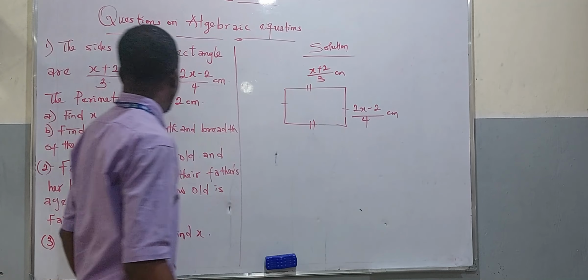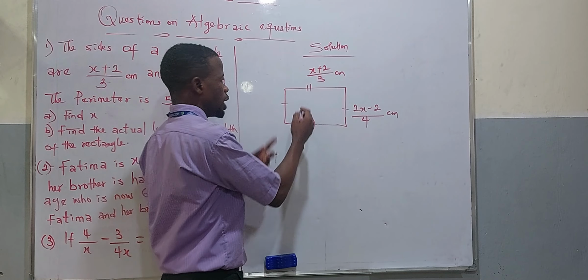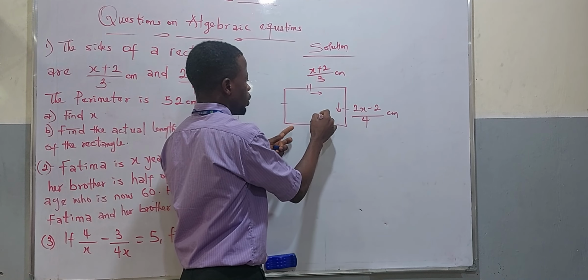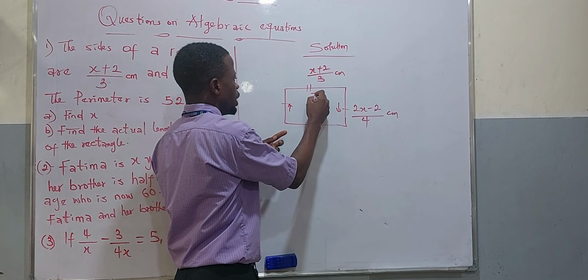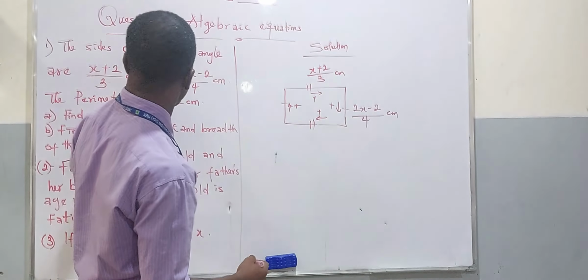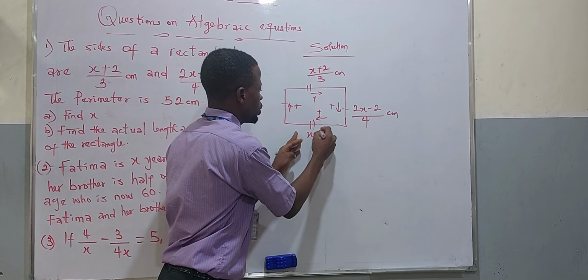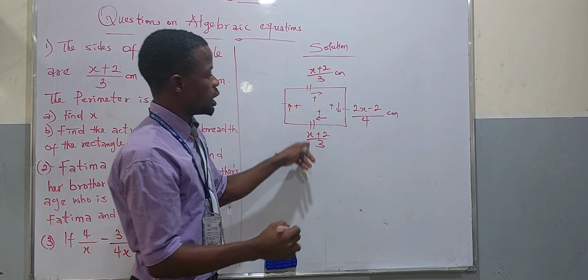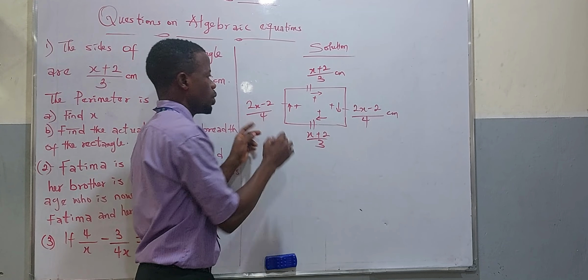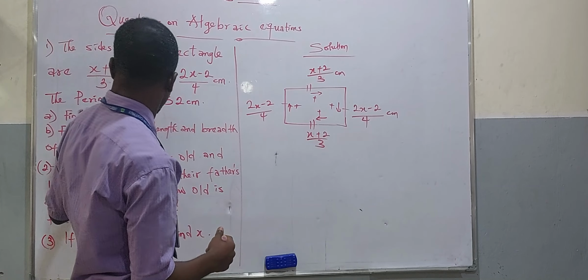centimeters. The question says the perimeter is this. So the perimeter means the addition of this plus this plus this plus this. If you add them together, the addition of all the four sides, everything is equal to 52. That means this plus itself, this one will be (x + 2)/3, they are the same thing. This one will be (2x - 2)/4, right? So if we add the four sides together, everything is equal to 52.